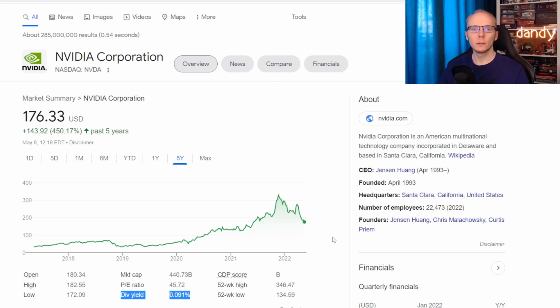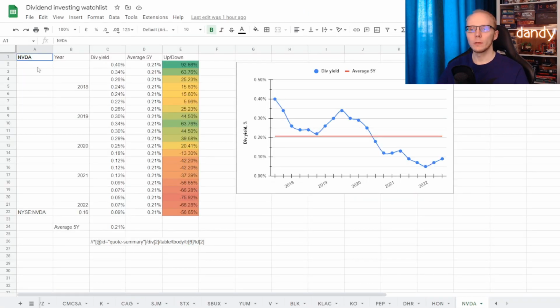So the dividend yield will be our focus today. We'll take a look into the dividend yield history of the last 5 years and check if the recent sell-off did make the yield more attractive or if it's still expensive as it is. To answer this question, we'll go into my dividend investing watchlist. So we are in the watchlist on Google Sheets, and this is the tab for NVIDIA.